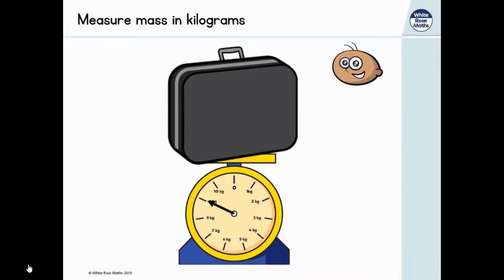Hello, measuring mass in kilograms today. And here's Tommy. He's going on holiday, so he's packed his case and he's put it on the scale to check it's not over the limit. Can you read the scale and see the case's mass in kilograms? That's right, the arrow is covering over the number, but under the arrow it should say 9 kilograms.